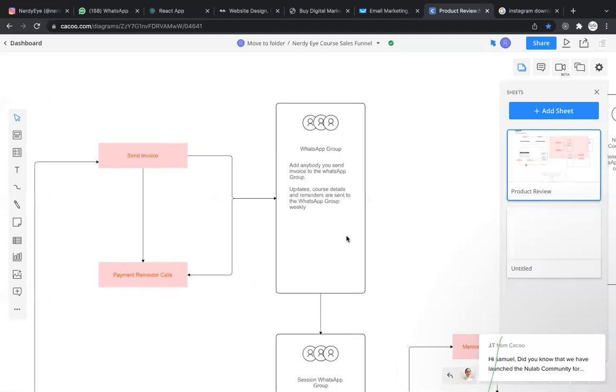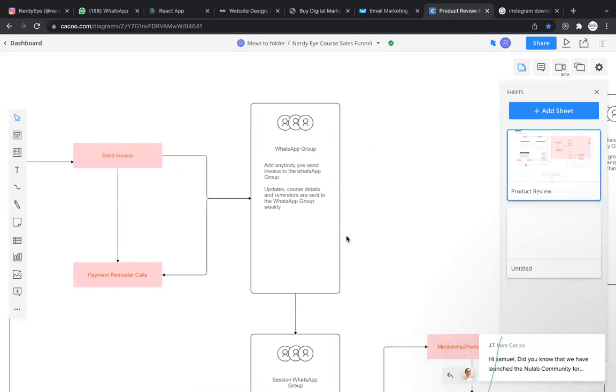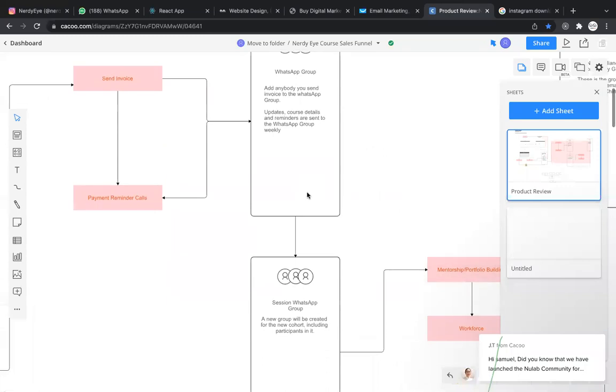So WhatsApp marketing comes into it. Every blessed day they are seeing something from NEDI, and yeah, we get into their subconscious memory. That is why Coca-Cola is still doing adverts, because we are in their subconscious. So they keep seeing our stuff. Once they keep seeing stuff, a new session WhatsApp group will be created for the new cohort, including participants in it, right?